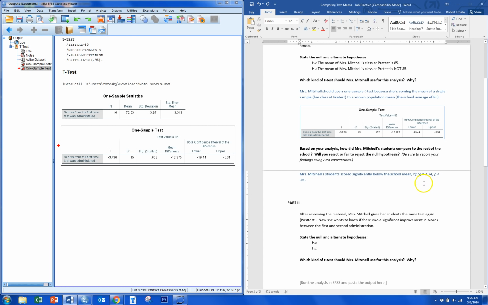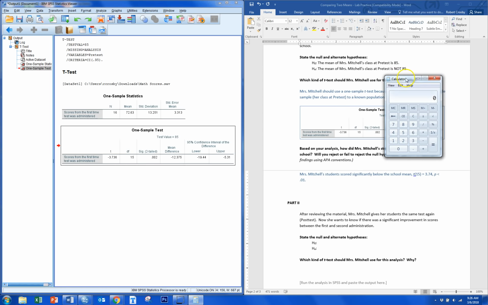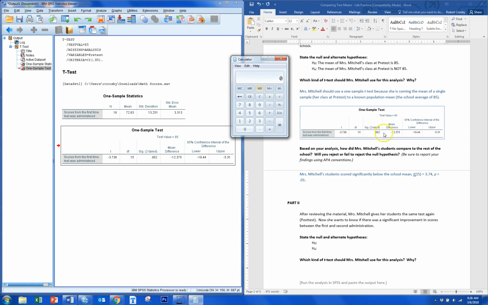Here's how we would report that using APA format, giving our reader all of the data. You could also report an effect size. So we could look at the standard deviation, which is 13.25, and calculate the effect size as well. Let's go ahead and do that. The difference between the two means is 12.375. I'm going to divide that by the standard deviation of 13.251, which gives us an effect size of 0.93. So that's a large effect.